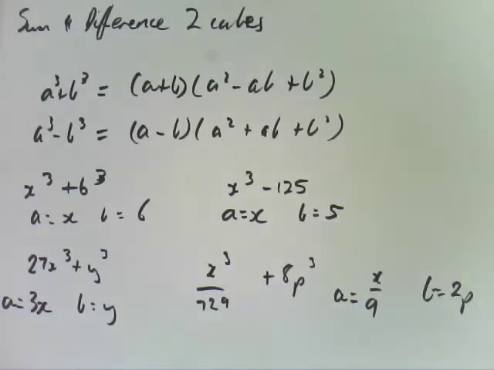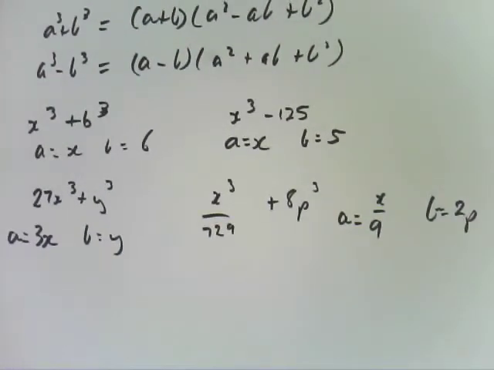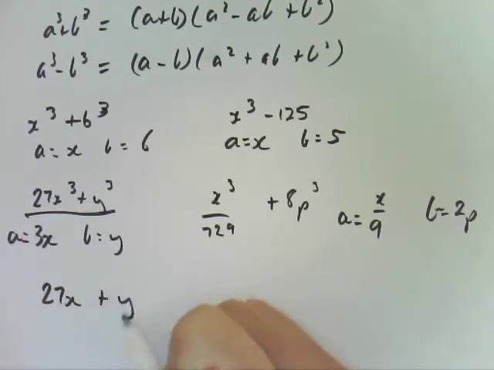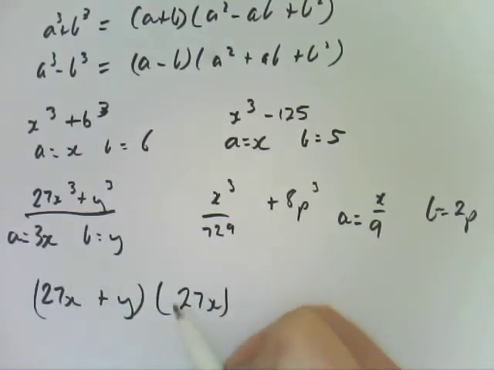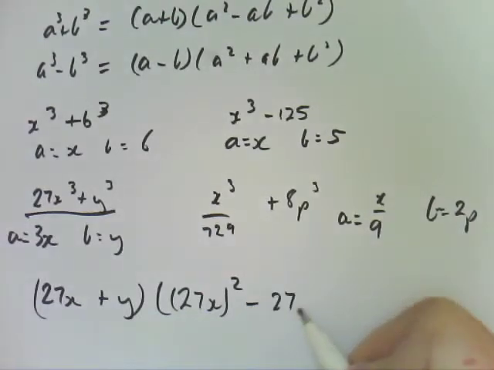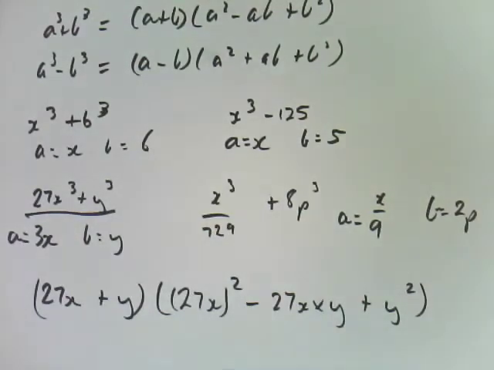Because what I have seen you guys do, let's take this one for an example. I have seen people go 27x plus y, 27x squared minus 27x times y plus y squared. And that is just plain wrong, and you will end up in the creek because A was 3. So all of these should be 3. So just make sure you know what A and B are before you start trying to substitute.